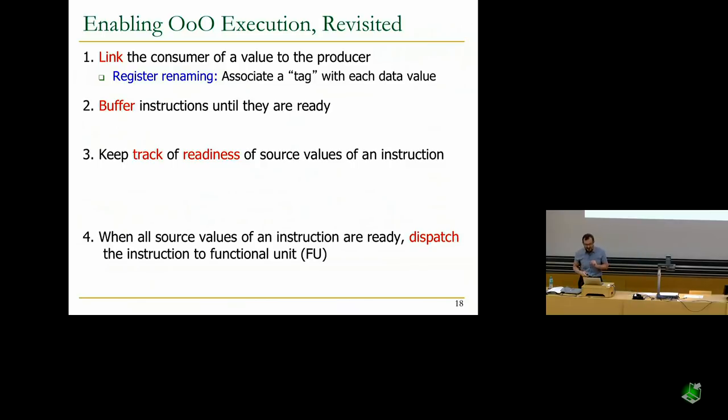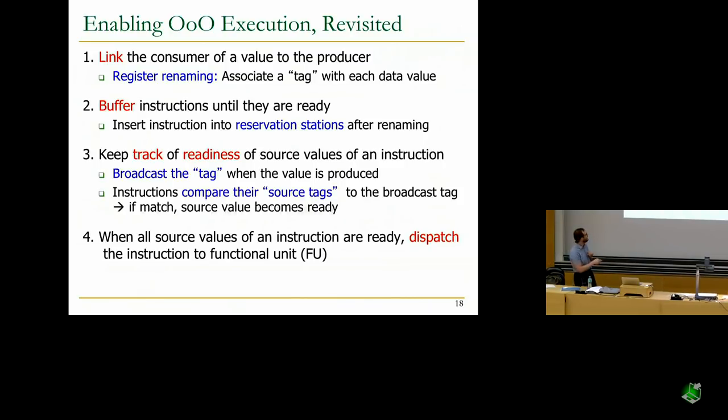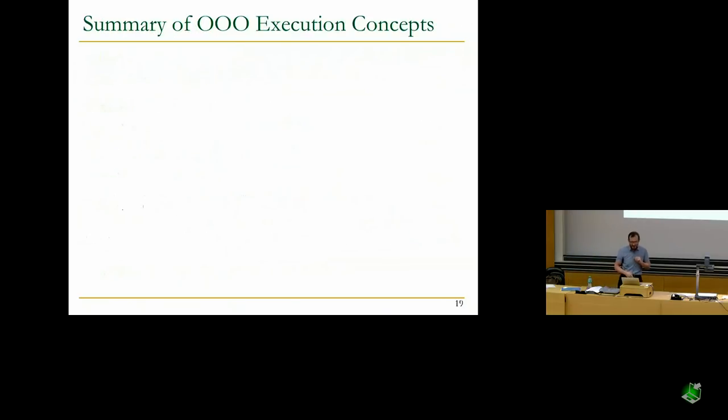You need to buffer instructions until they're ready, so they get out of the way of ready instructions by inserting them into reservation stations. You need to keep track of the readiness of the source values of an instruction by broadcasting the tag. Instructions compare their source tags to wake up. And when all source values of an instruction are ready, you dispatch the instruction to the functional unit. Wake up and select. And we've gone through all of this multiple times.